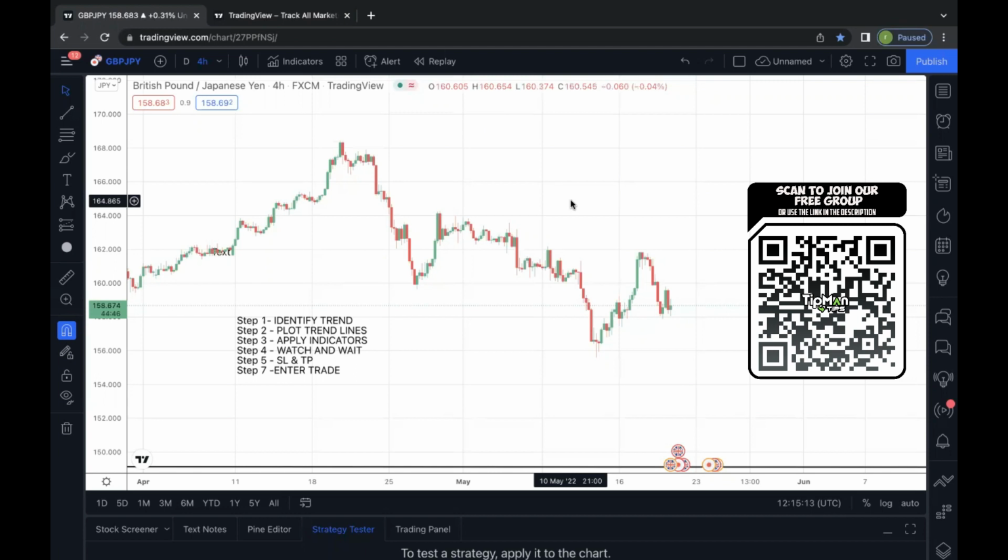Now, what we're going to be looking at today, guys, is GBP JPY. This is the 4-hour chart, and we are just basically going to try and find ourselves a good entry. I had a friend and a client of mine actually ask me the last couple of days, how do I work out an SL and a TP?